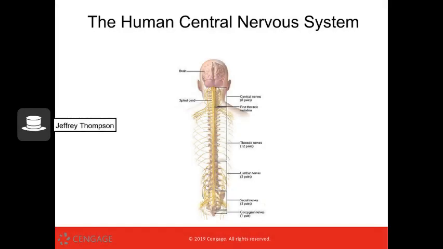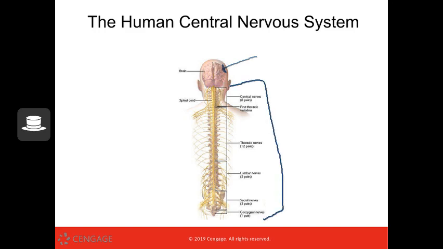I know it's been a minute, so here's a reminder of what the central nervous system looks like. Up here is the brain. You might remember that from having talked about it a lot. And also here's the spine broken up into the cervical, thoracic, lumbar, sacral, and coccyx.